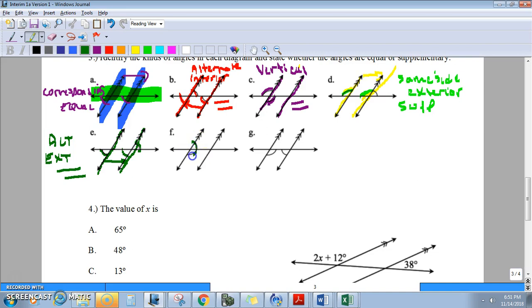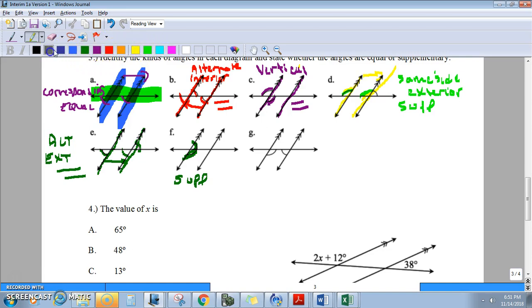This next one, these are just straight up supplementary angles. When they make that half circle, right, they are supplementary. They add up to be 180, because guess what a half circle is? 180 degrees.